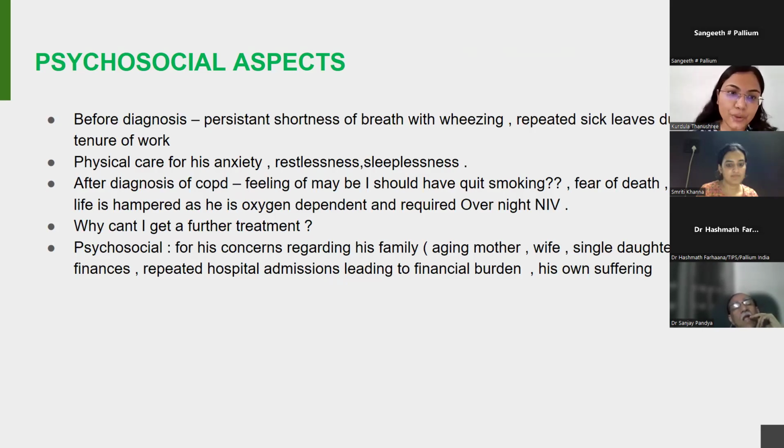Now, coming to the psychosocial aspect of this particular patient, his main concerns were regarding his family, particularly his aging mother, his wife, and his single daughter who was pursuing her education, the finances, and the repeated hospital admissions leading to financial burden on the family, and his own suffering as well.